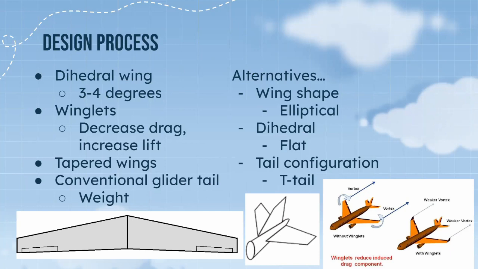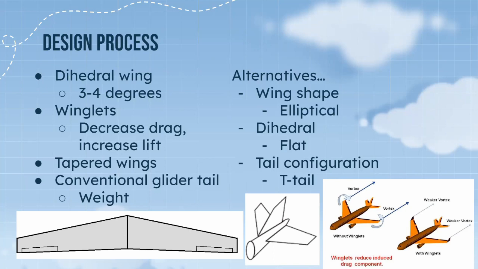Some alternatives I was considering were elliptical wings, losing the dihedral, and different tail options. Elliptical wings are technically the best type of wing. They have the least drag and the most lift, so they are the most optimal. However, I decided not to go with them because they are extremely difficult to create, and I didn't trust myself on the laser cutter not to mess them up and ruin my balsa wood.